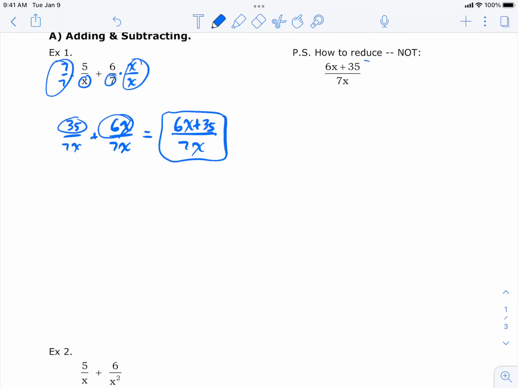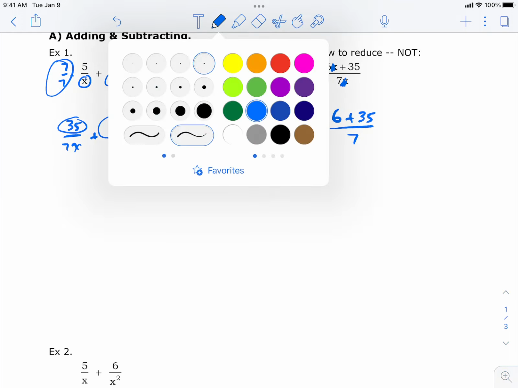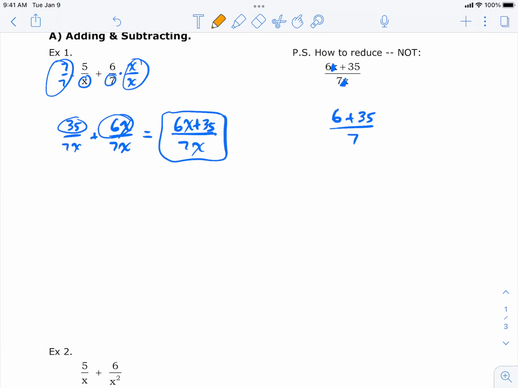Sometimes people look at this expression and say, you know what, I think I'm going to cancel those x's. The question is, can you really cancel those x's? Well, if you did, what would this become? You'd cancel the x. That would now be a 6 plus a 35 over a 7. And now you're thinking of maybe canceling the 7 as well. So 7 into 7 once, 7 into 35 5 times.